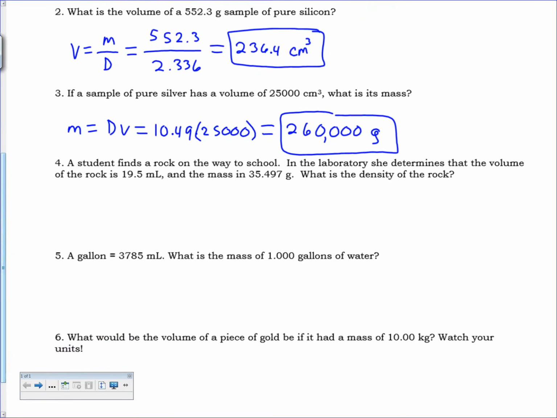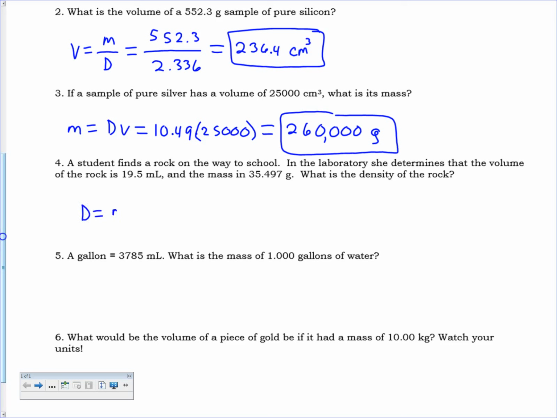Question 4 says a student finds a rock on the way to school. In the laboratory, she determines that the volume of the rock is 19.5 milliliters. The mass is 497 grams. So in this one, we're given volume in milliliters. I want to point out at this moment that a milliliter is the same thing as a centimeter cubed. So try and go forward from this assignment knowing that 1 milliliter equals a centimeter cubed. They're the same thing.